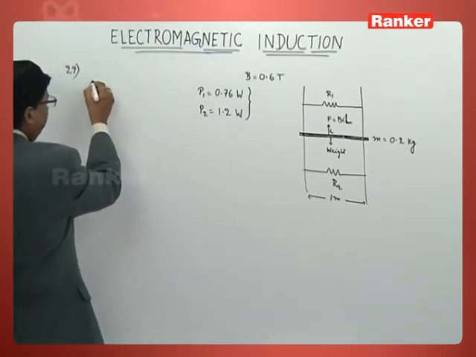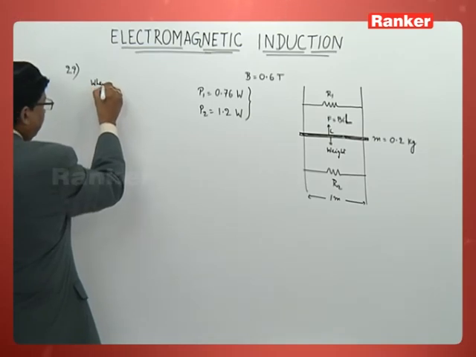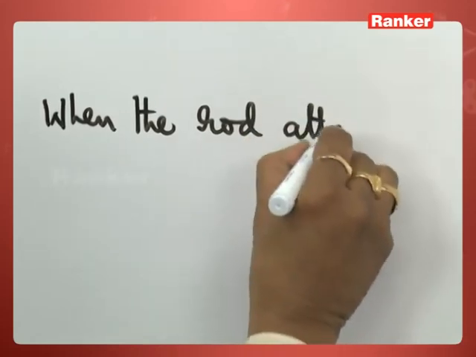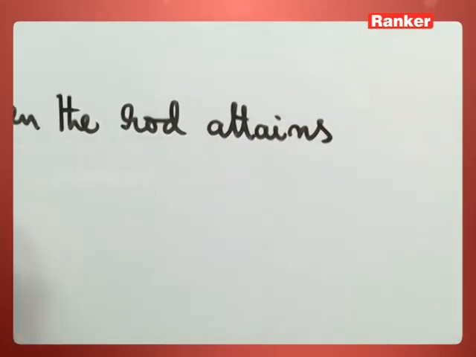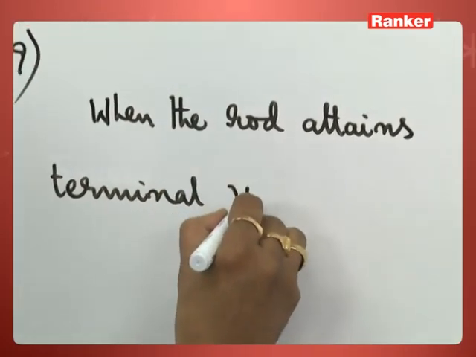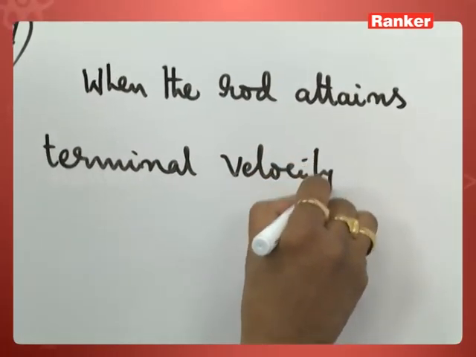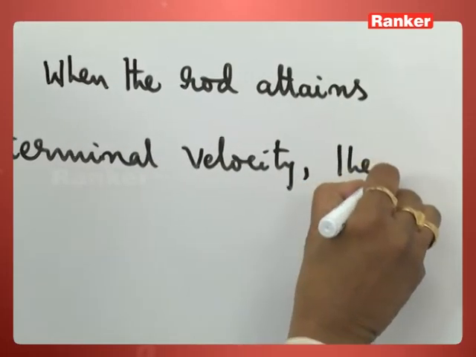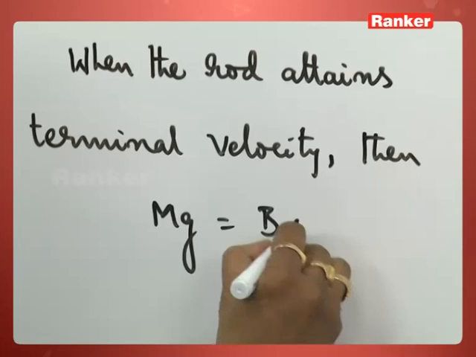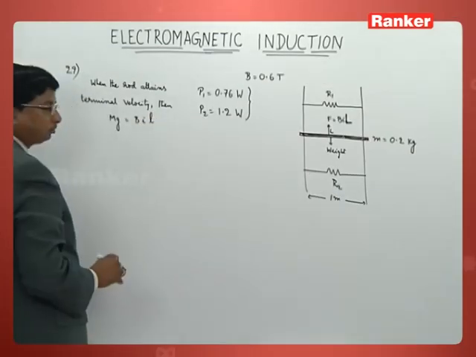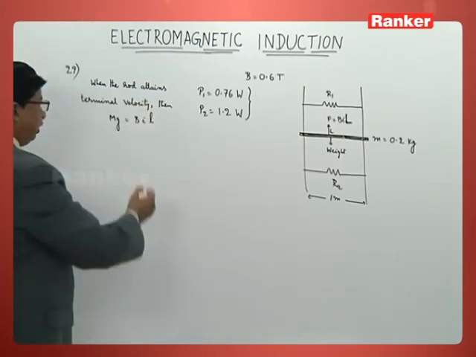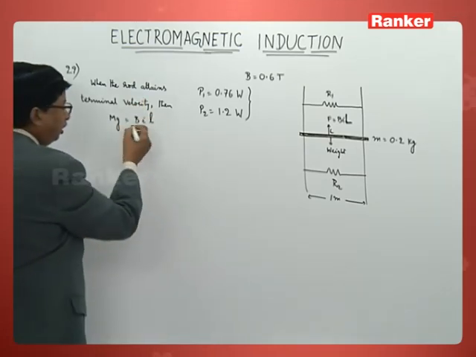So what can we write now? When the rod attains terminal velocity, then what should be the condition? Weight must be equal to BIL. L being the length of that rod, whether you take a capital L or small l, hardly that matters.